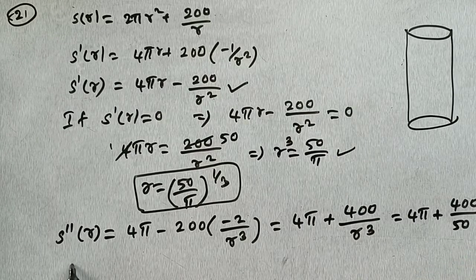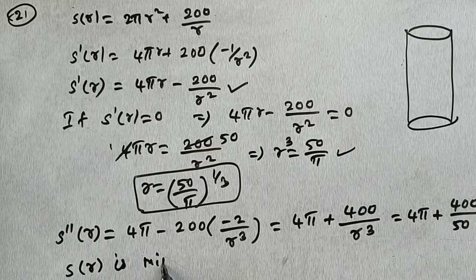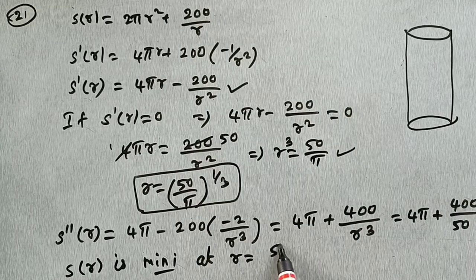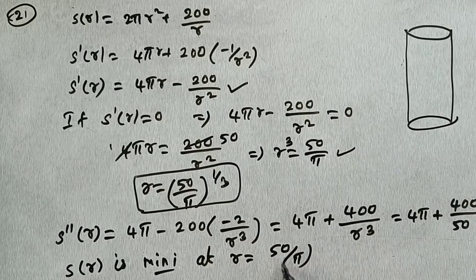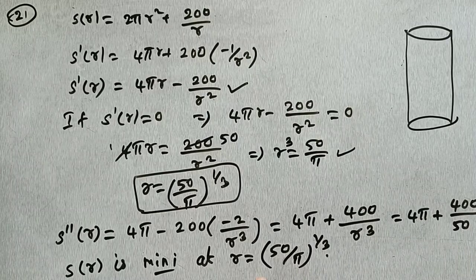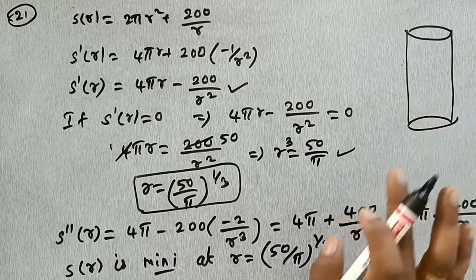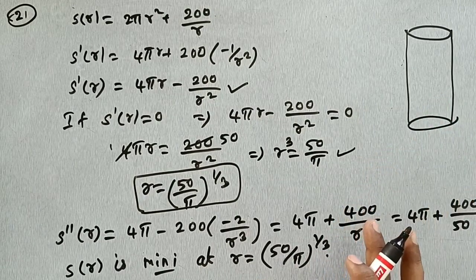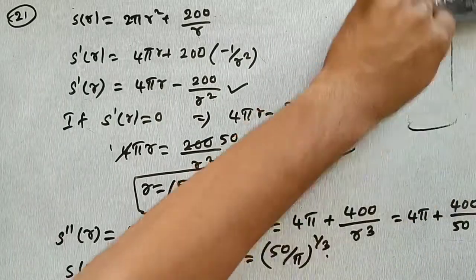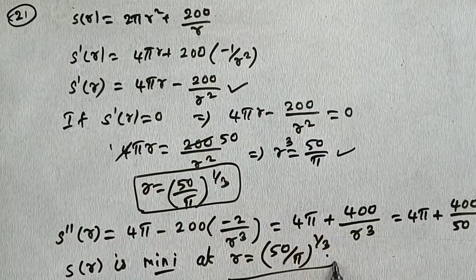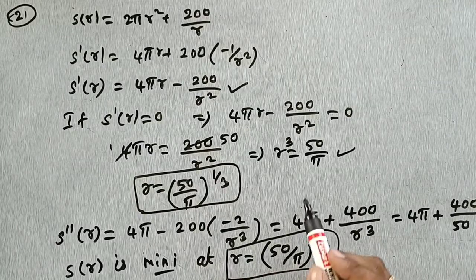So greater than 0 means we can conclude that S of R is minimum at R equal to (50 by pi) whole power 1 by 3. Now the R value we found, so the corresponding H value we also have to find, because we need to find the dimensions of the right circular cylinder.